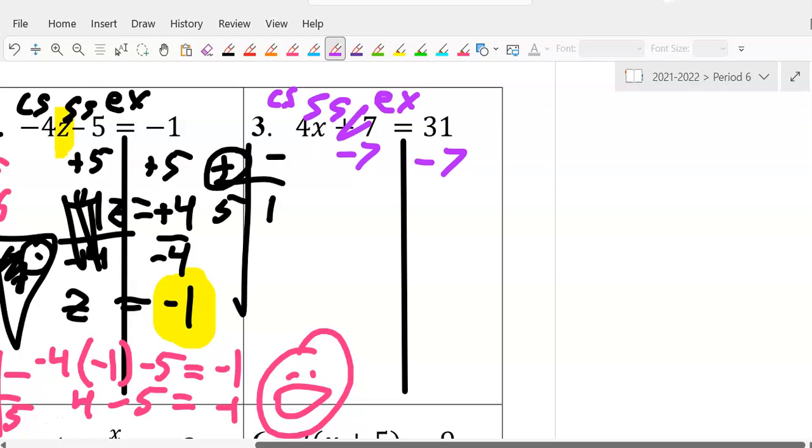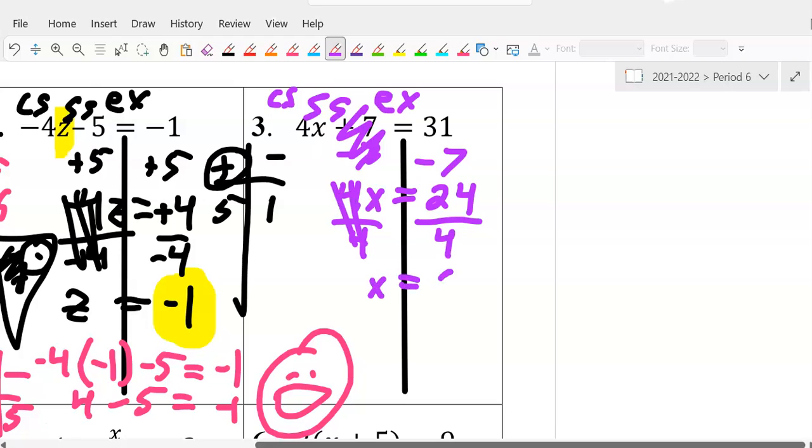Good. Okay, now what? And then 31 minus negative 7 is positive 24. Okay, careful. Not minus negative, right? But I know what you meant. 31 minus 7. And then after that we divide because it's multiplying. Divide by 4. Yep. And 24 divided by 4 equals 6. Very good. Okay, is that what we had, everybody?